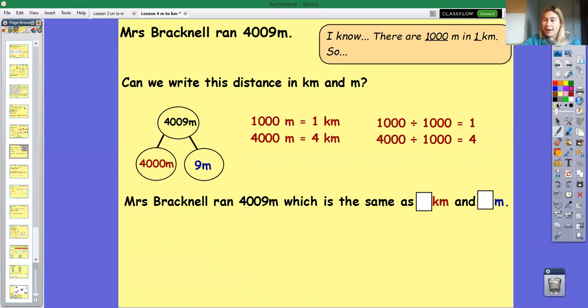So have we worked out now how many kilometres Mrs. Bracknell ran? Have we converted her metres to kilometres? Yes, we have. We can see 4 kilometres there, which will help us write the distance in kilometres. And we also want to write the distance in metres, which we already have here. So let's put them together. Mrs. Bracknell ran 4,009 metres, which is the same as 4 kilometres and 9 metres.